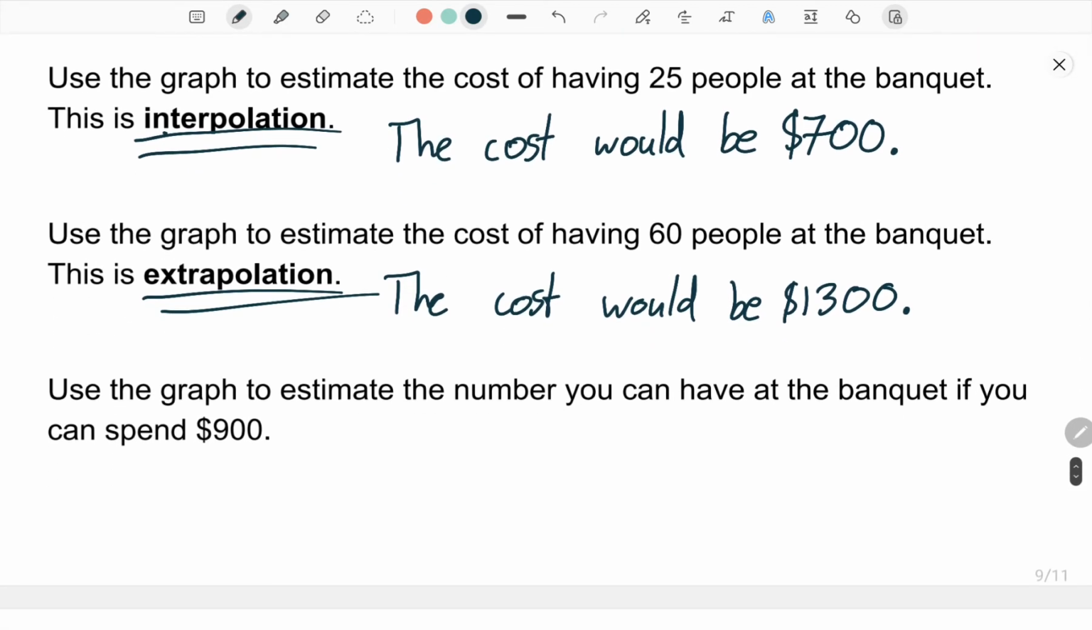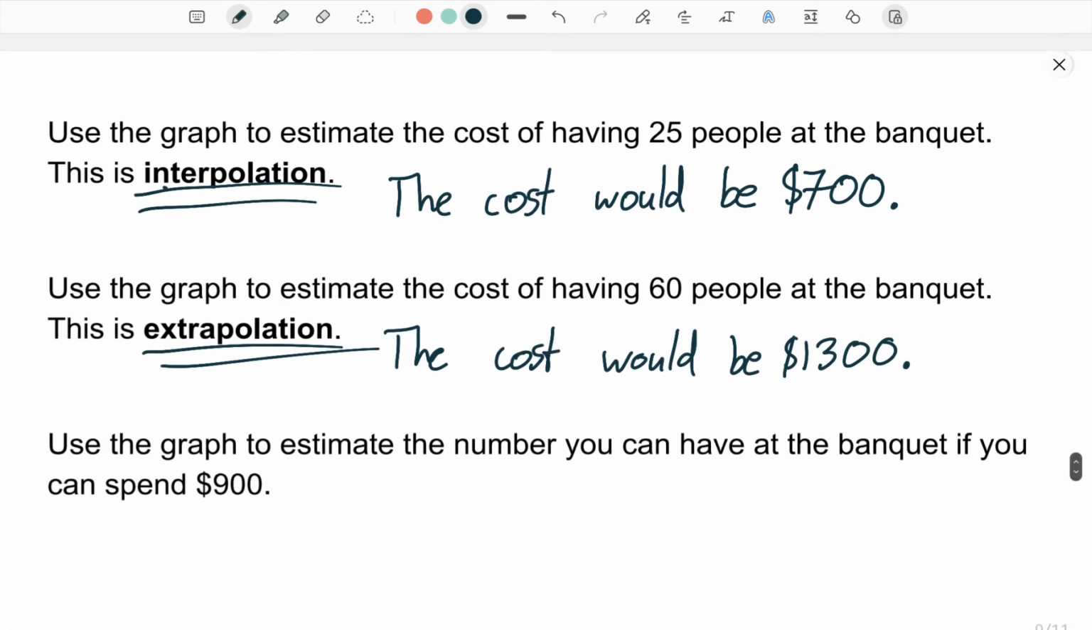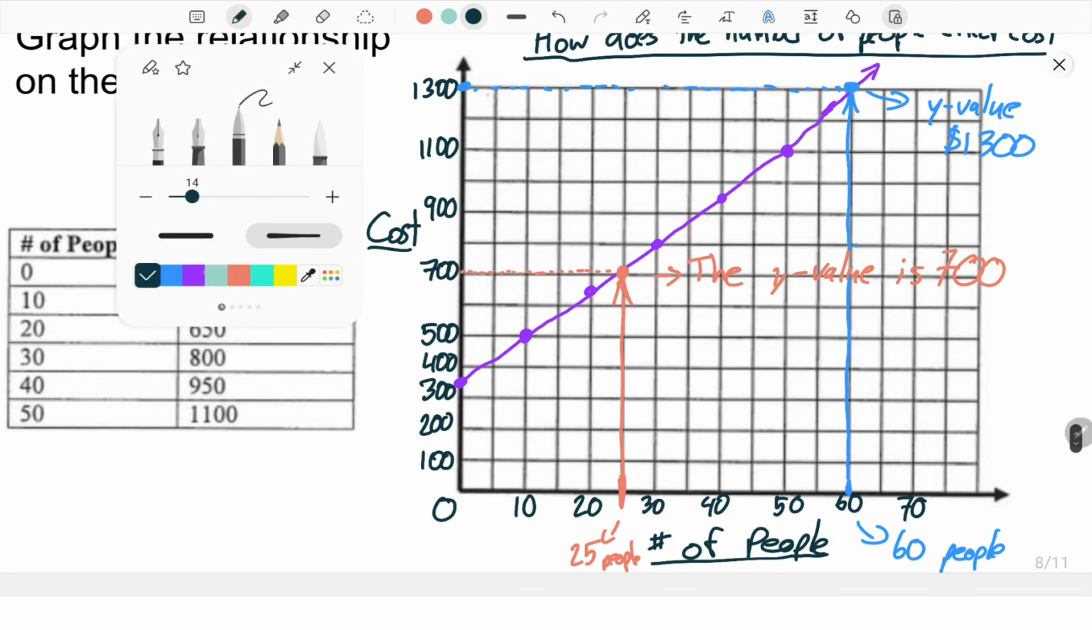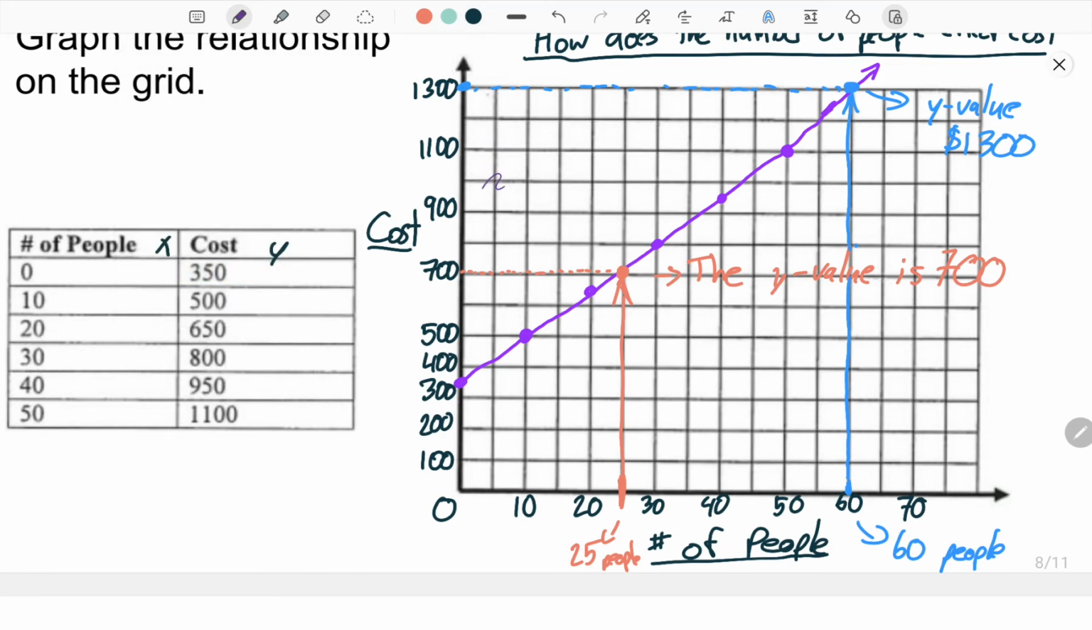Let's take a look at this last part. So if we're estimating the number you could have at the banquet, if, let's say, you could spend $900. So that's another important thing to be able to look at. You have a budget. How many people could you actually fit in? So this is where we have to start now with our Y value. So our Y value, we say we can spend up to $900. So now we see where does that go to. So we just go horizontally across and see that it lands right there.